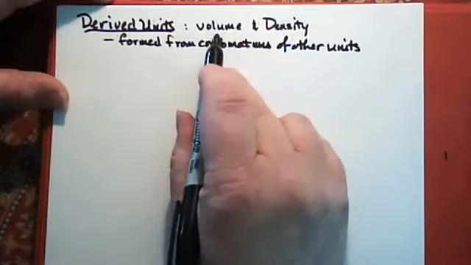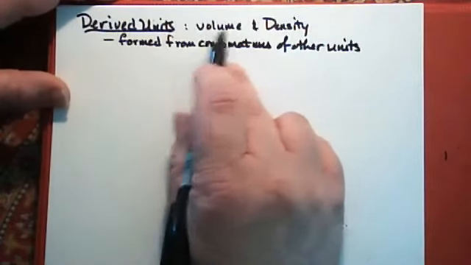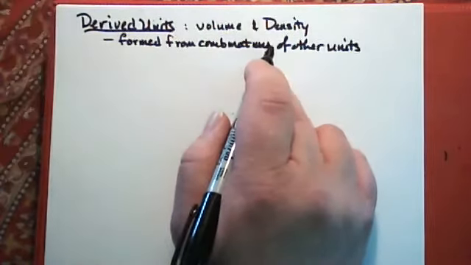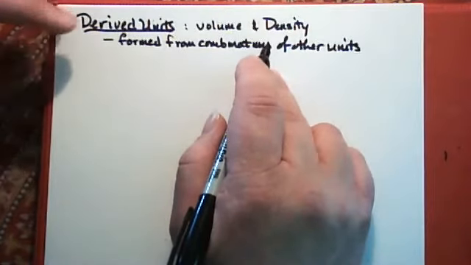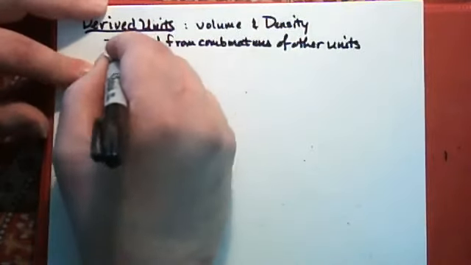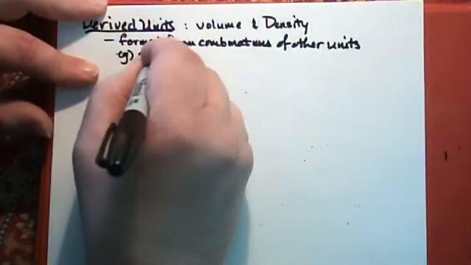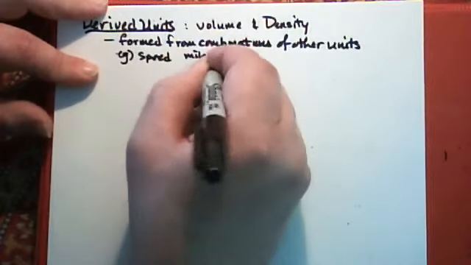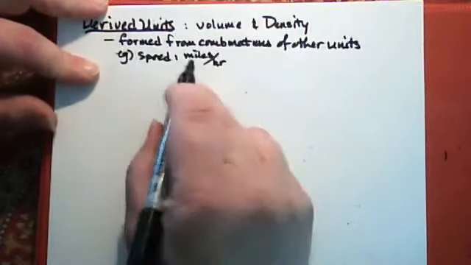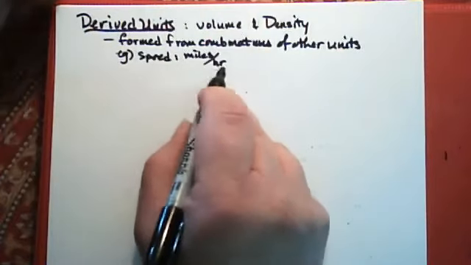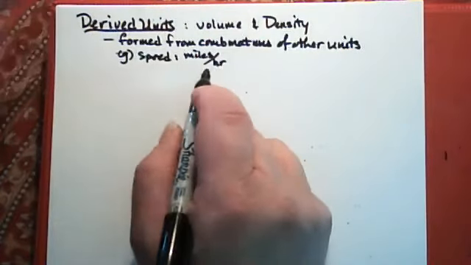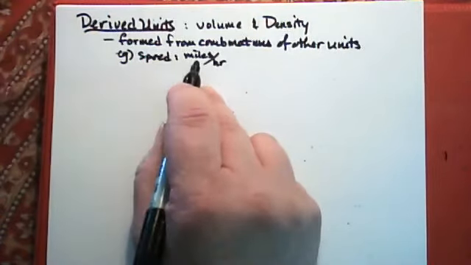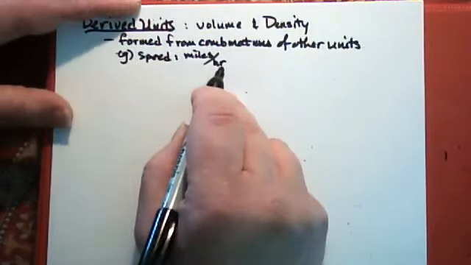Some examples of derived units would be the units that we use for measurements like volume, and also area and density. And so we'll have a look at those. Another derived unit would be speed. Miles per hour is the number of miles traveled divided by the number of hours that it takes to travel that distance. And that would be considered a derived unit because it's a combination of miles and hours.